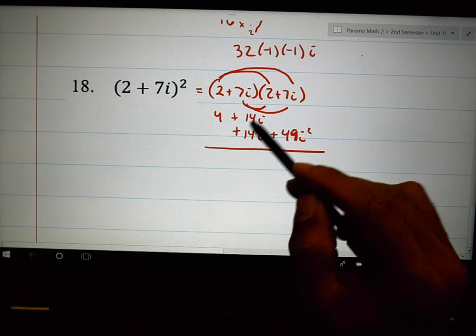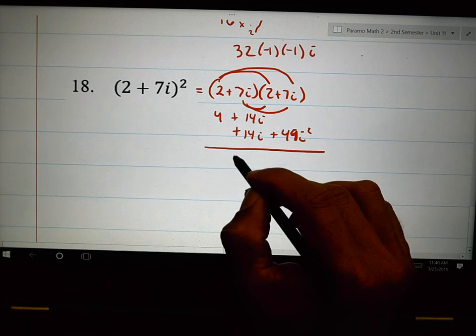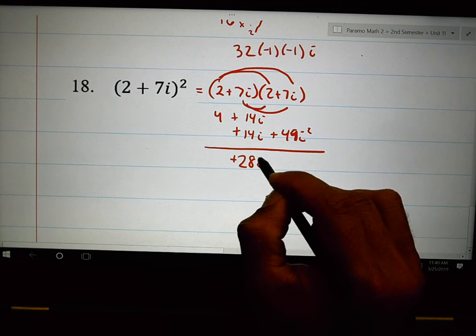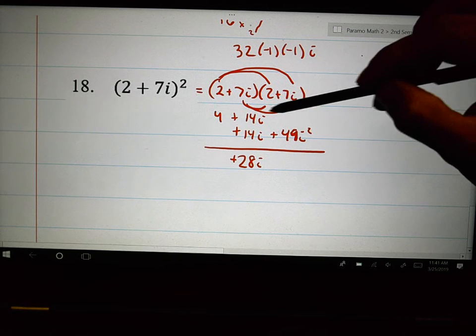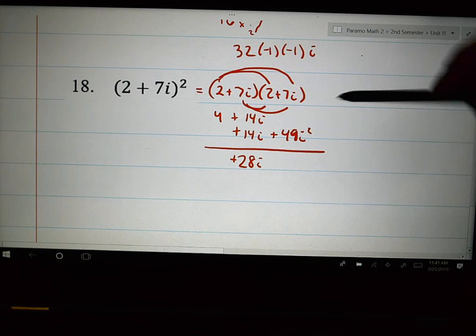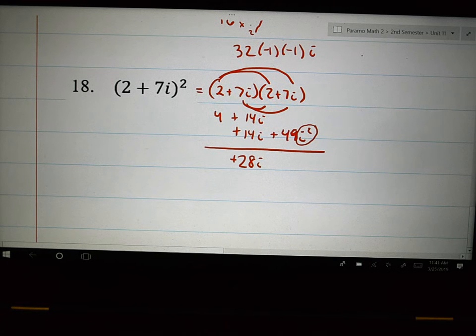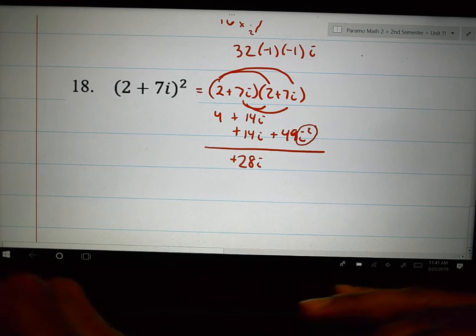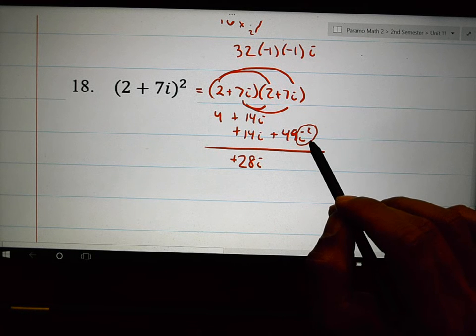These two things will go together. 14i plus 14i, which is 28i. But the last thing times the last thing was 49i squared. We talked about what i squared always makes. And you got to get used to this because this is going to be in throughout this whole chapter. i squared turns into negative 1.